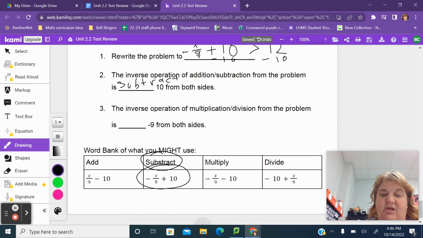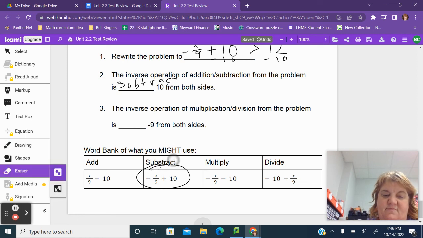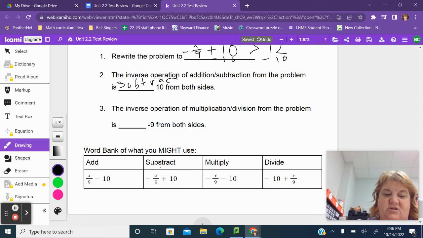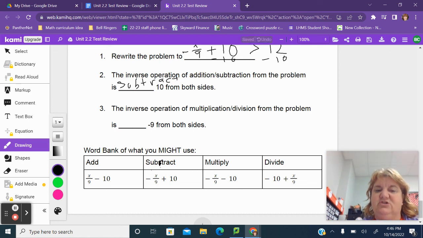Subtract. Okay. Oh, look, I spelled subtract wrong. It should be subtract. No, here. We're going to edit Miss Chalk's work. Subtract. There we go. It's okay that I make mistakes, guys. It's okay that you make mistakes. Okay, inverse operation.